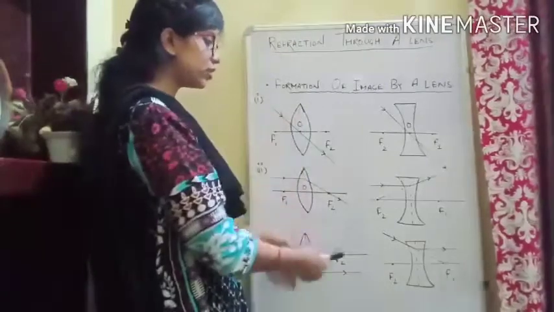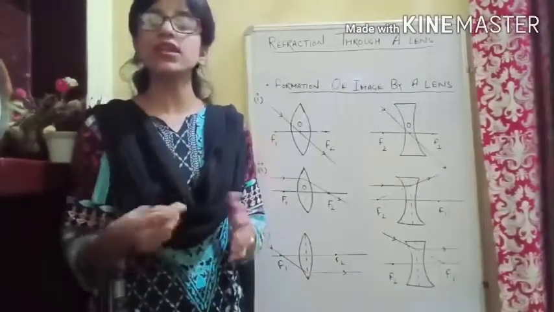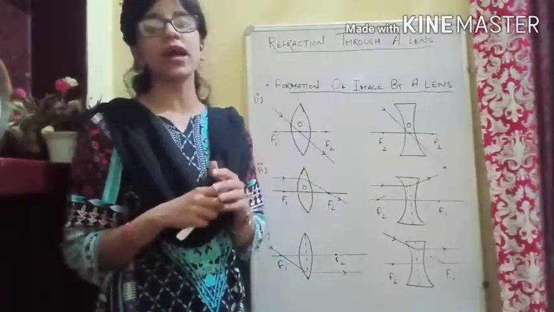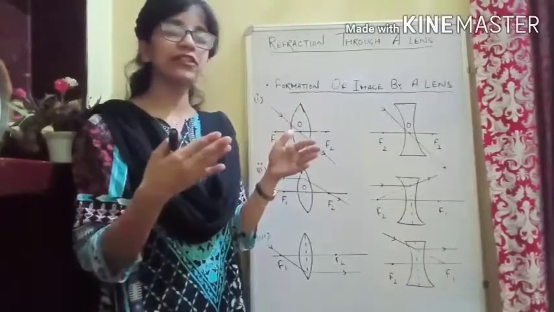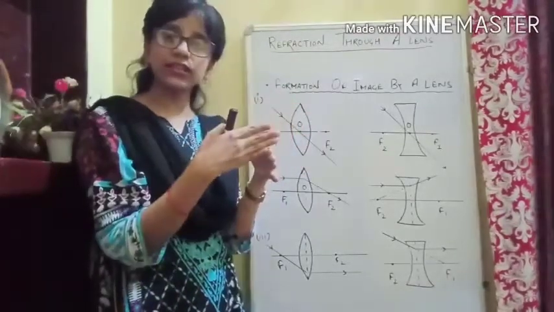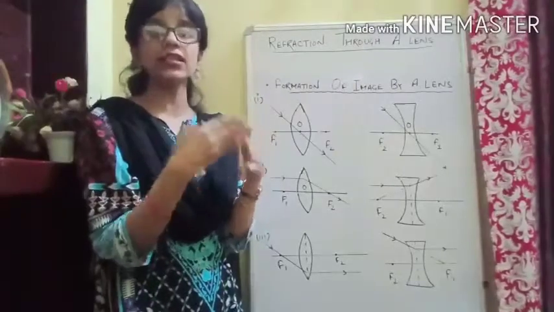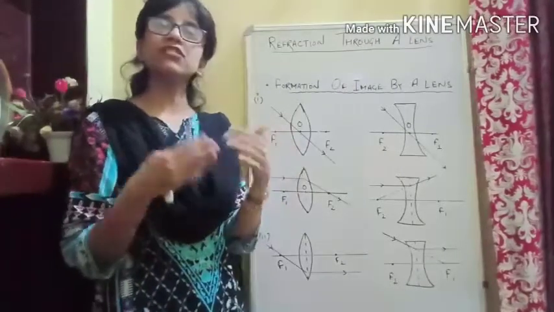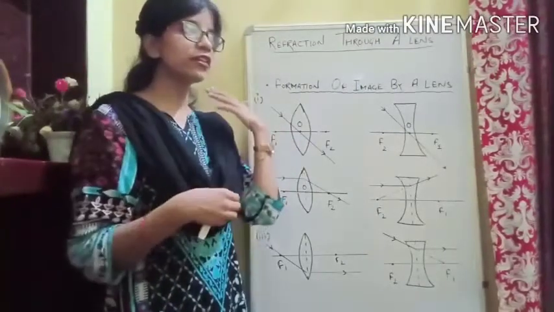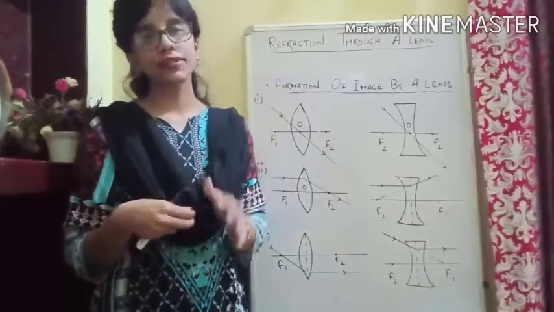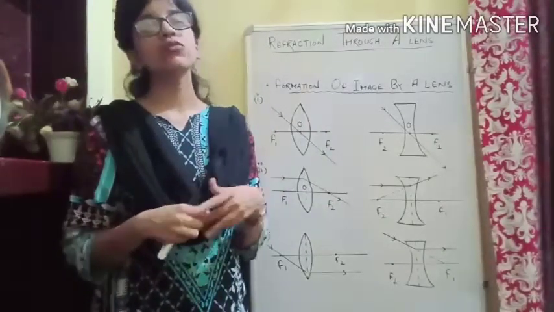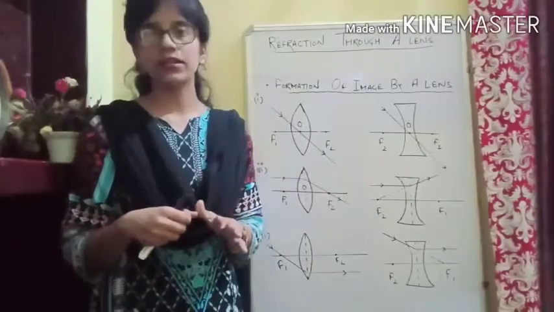So considering these cases, we can take any two rays and draw the ray diagram, and then we can see where after the refraction the rays are intersecting each other. There we will get the images. Now the image we are going to get is either a virtual image or a real image. So let us talk about what is a virtual image and what is a real image.